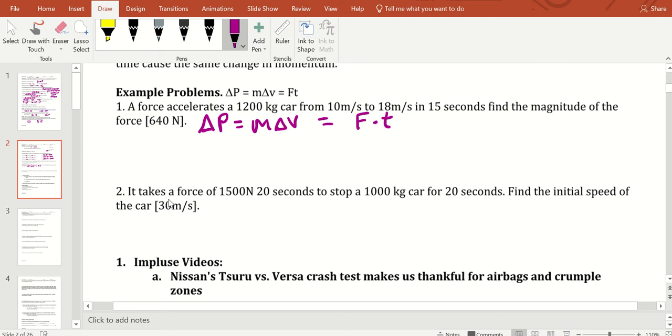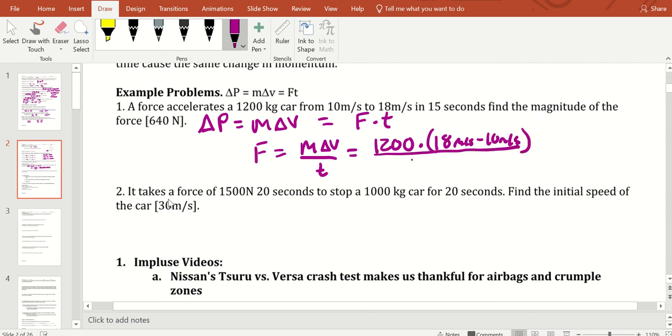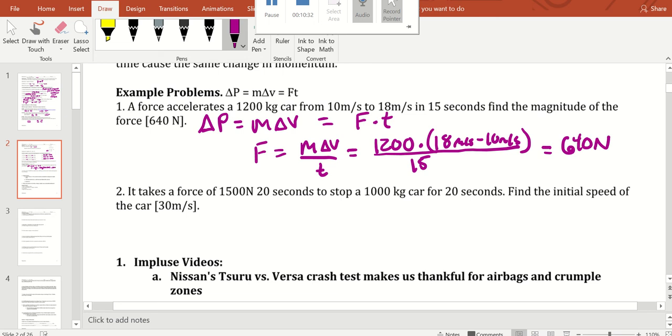So in this example, I'm solving for force, so I can go ahead and plug this in. Well, we'll just isolate for force. So it looks like force is equal to mass times change in velocity over time. So our mass is 1200. Our change in velocity is going to be 18 meters per second minus 10 meters per second for a change in velocity of 8 meters per second, all over 15 seconds. And if we multiply that out in our calculator, we get a total of 640 newtons for the force in that scenario.